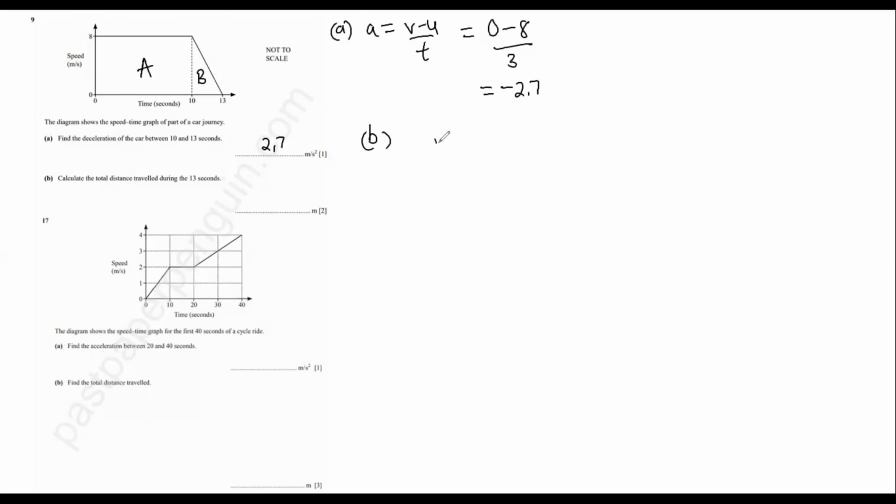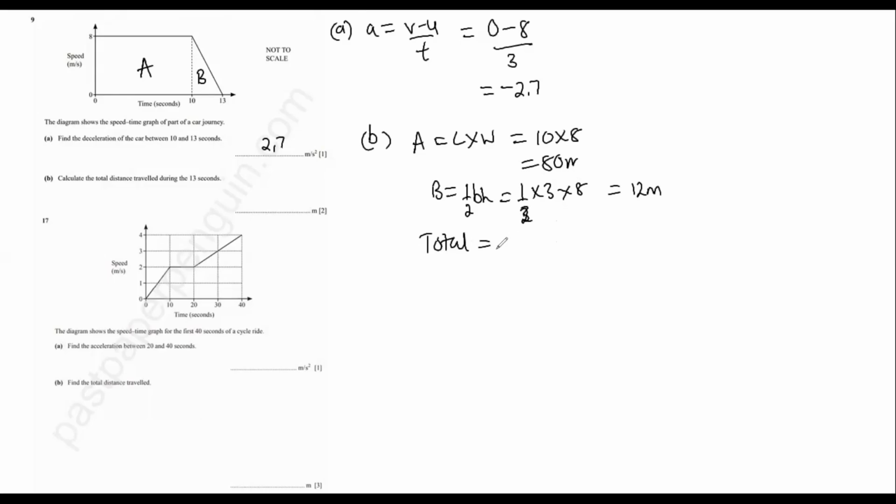For the rectangle, 10 times 8, we get 80 meters. For B, half base times height, we get half times 3 times 8, which is 12 meters. So the total is 80 plus 12, 92 meters.